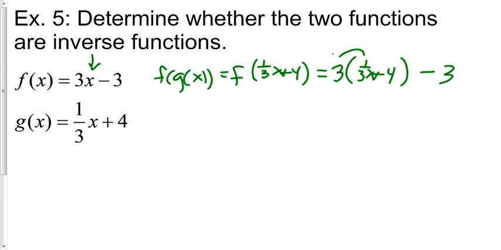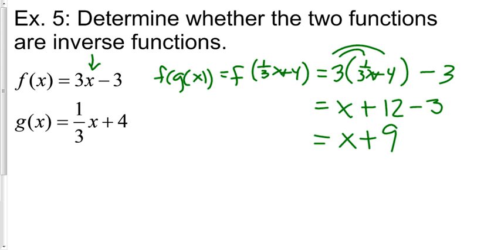Well, let's distribute here. 3 times 1/3 is 1, so we get 1x plus 3 times 4 is 12, and then I've got a minus 3. Am I going to end up with 1x here? Well, no, I'm not. I get x plus 9. We already know that these are not inverses because I did not get x. You don't even have to check g of f of x. You don't even have to compose them in the other direction. We already know that these are not inverses because I didn't get x.